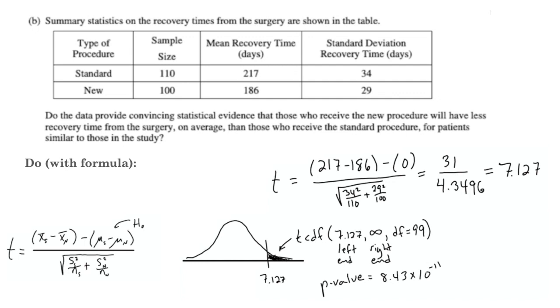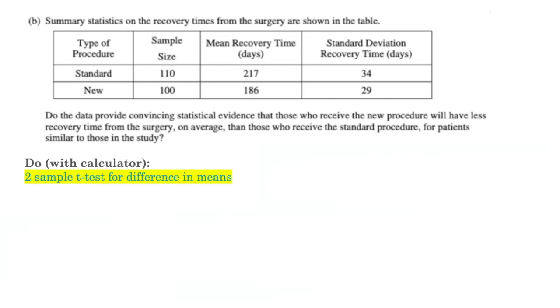Now, when you have two populations and two samples here, you're going to use the smaller of the two samples minus 1. So 100 minus 1 is 99. If you type all that in, you get the p-value of 8.43 times 10 to the negative 11th. So this is way less than 5%, way less than 1%. Now let's do it with the calculator.